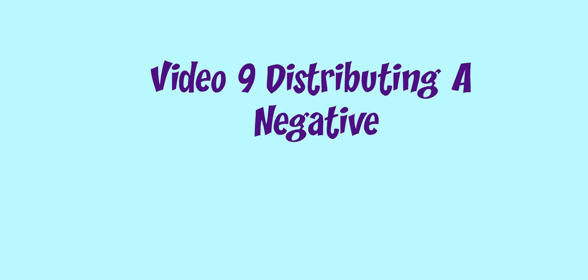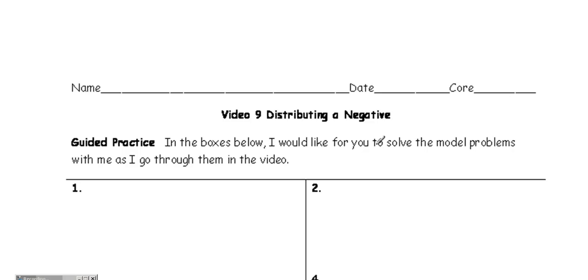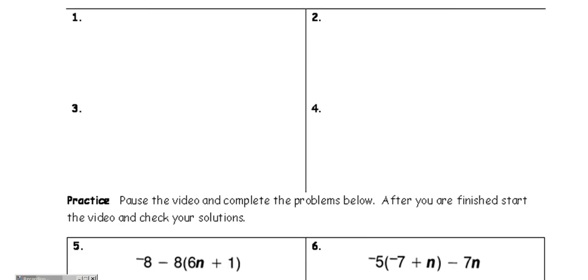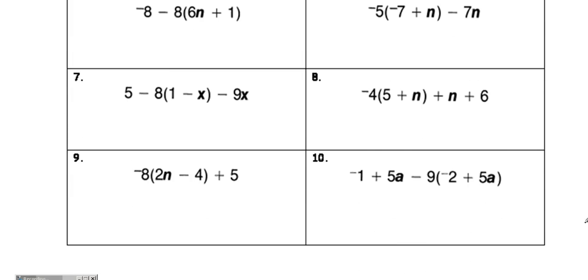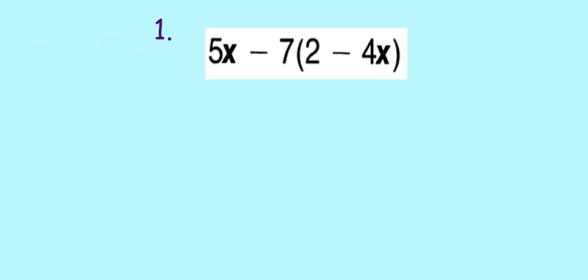In this video, we're going to do video number 9. We're going to distribute a negative number. So let's go ahead and start. Take out your homework sheet from last night, which says video distributing negative. We're going to do 4 model problems together, and then you have 6 practice problems here at the end of the video. Let's go ahead and start with problem number 1.